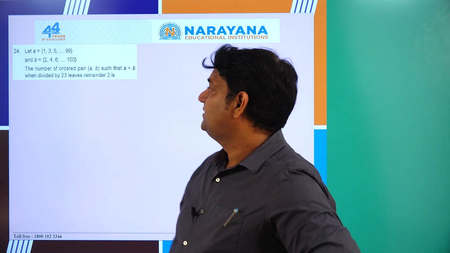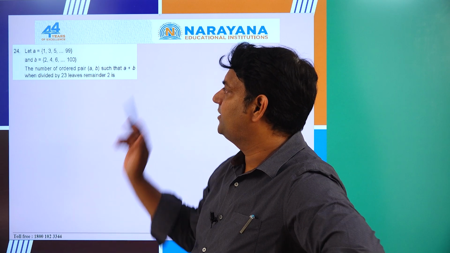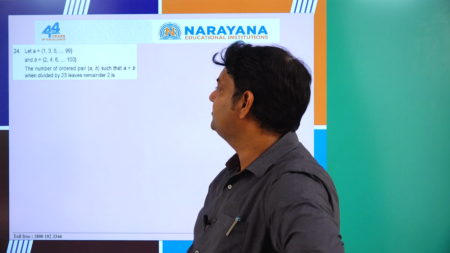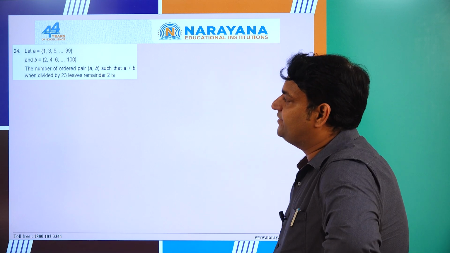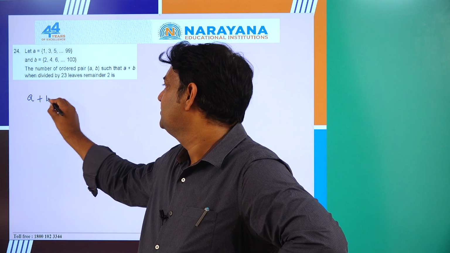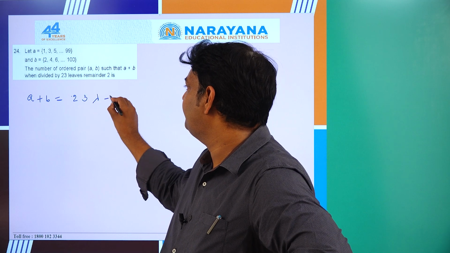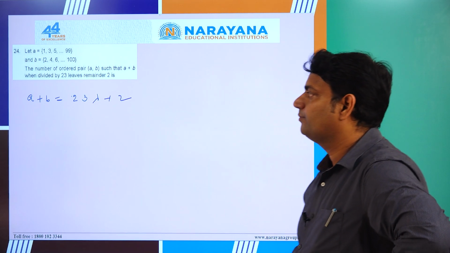What is that? A, you should take an odd number up to 99. B, you should take an even number up to 100. A plus B, when divided by 23, should leave remainder 2, which means A plus B should be of the form 23 lambda plus 2.